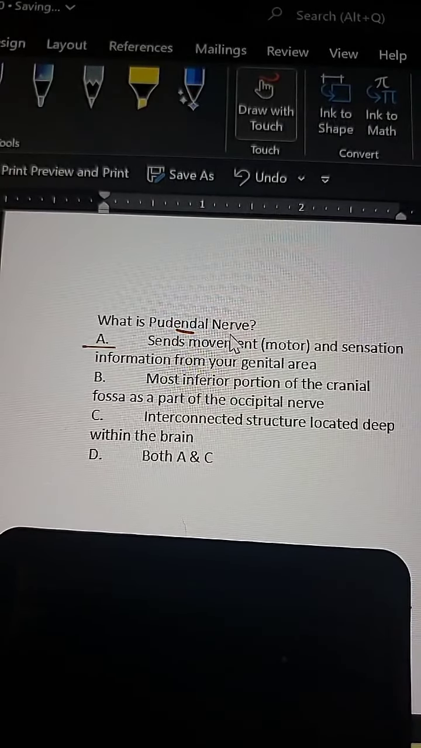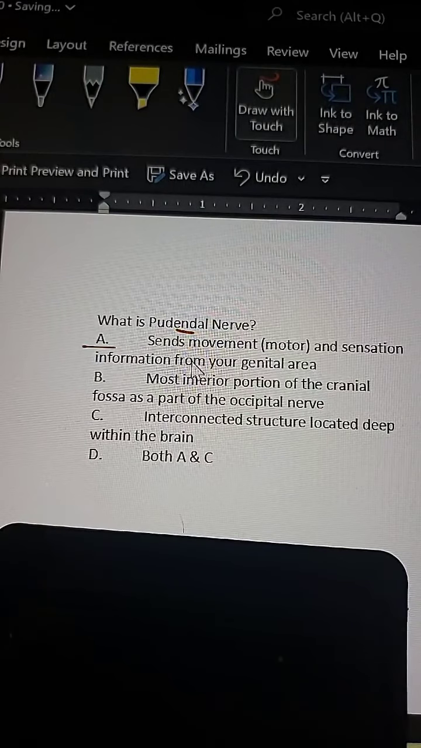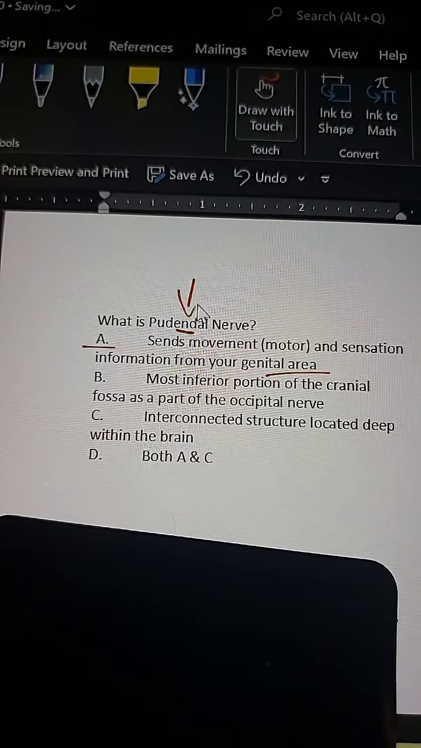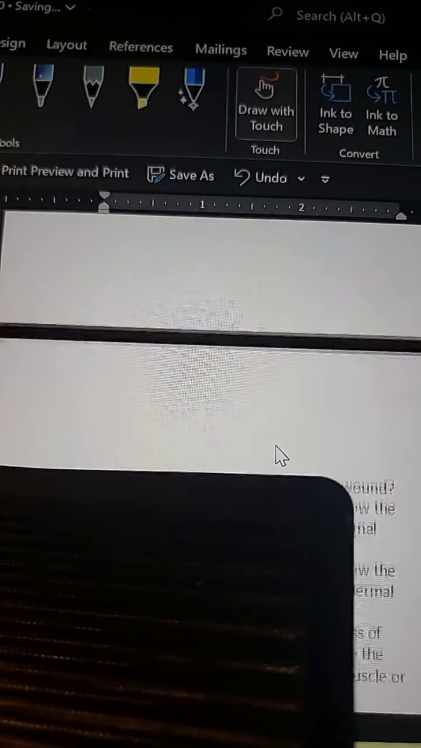All right. Pudendal nerve. Sense movement and sensations to your genital area. That was my very first question on my CPC exam when I took it. Be sure you know that one.